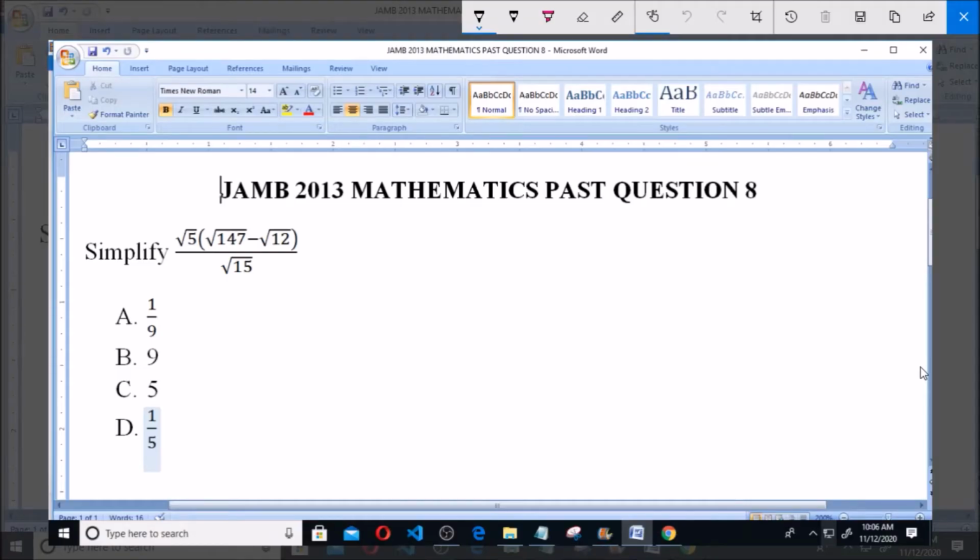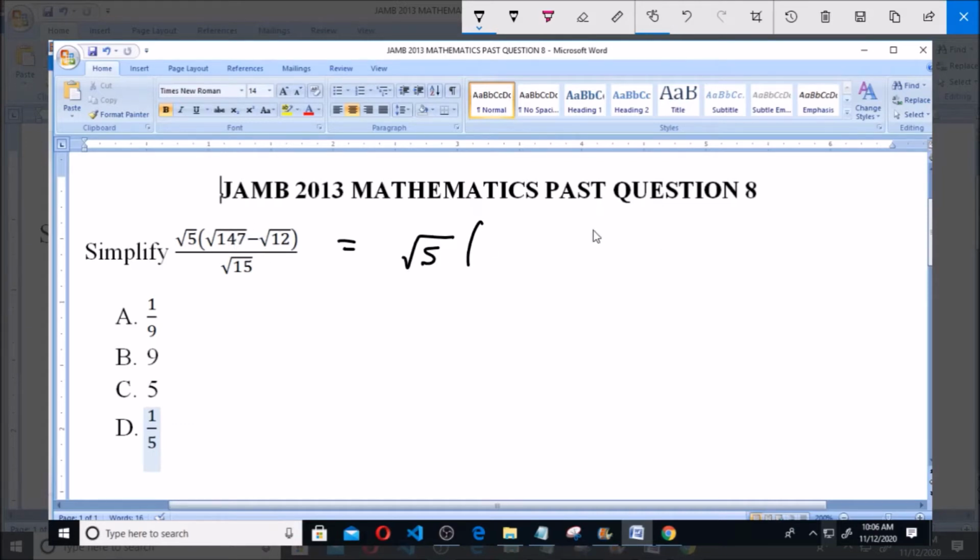I'll be answering JAMB 2013 Mathematics Past Question 8. Simplify root 5 multiplied by root 147 minus root 12 in brackets, all over root 15. Now, we have to simplify this. So this is equal to root 5 into, now, root 147.